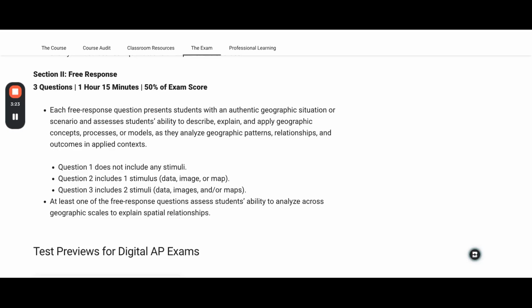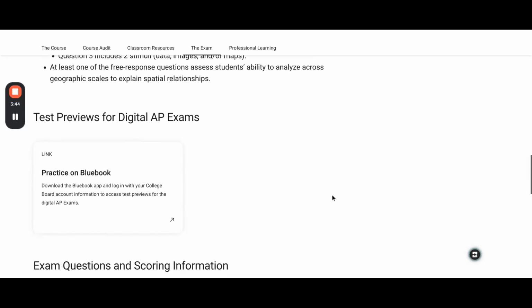Now, at least one of those free response questions will assess your ability to analyze across scales in describing or explaining spatial relationships. So that's a key piece to understand when we're going through our review process. But overall, we will teach you the different ways to be successful in these 2 different sections and get ready for our AP exam. Good luck.